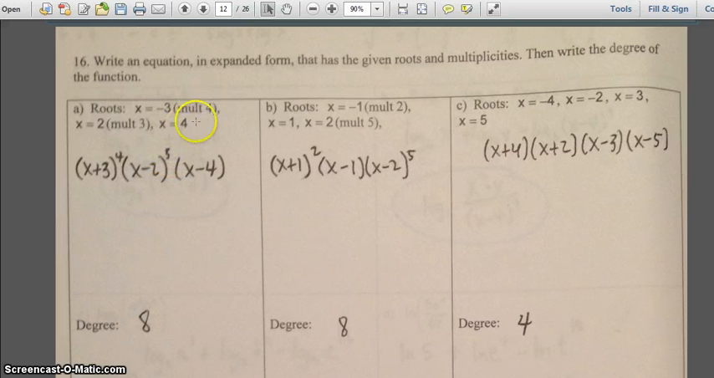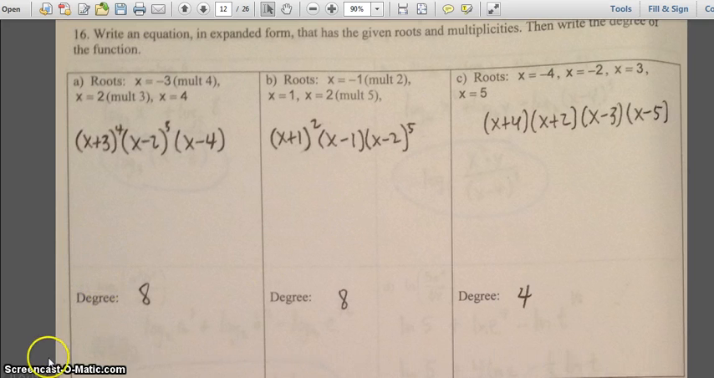And then I have x equals 4. They don't give me a multiplicity, so I'm simply going to write it like I've always written it. If I count here, I have 4 roots here, 3 roots here, and 1 root here for a total of 8 roots. That's why the degree is 8. For letter B and letter C, it's the same thing. Multiplicity is the exponent of the parentheses. When I write it in factored form, I'm simply adding the exponents up and figuring out what the degree is. So there's the answer to number 16.